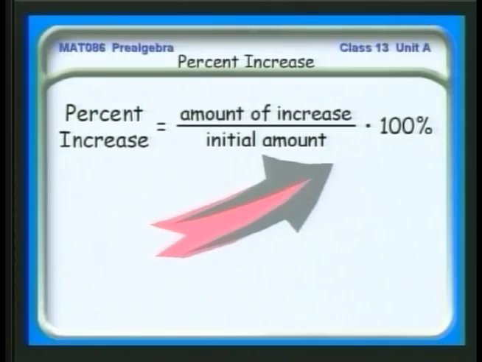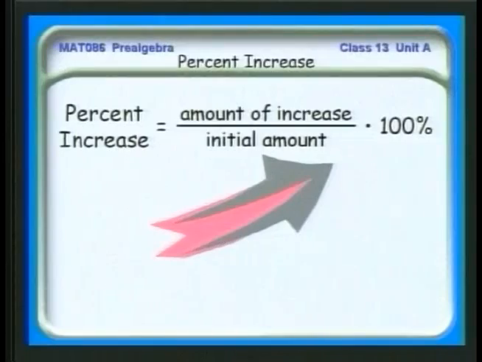So for example, if the initial amount were 10 and it got bigger by 5, we would have 5/10, or a half, times 100%, or 50%. It doubled in size basically. Its percent of increase is 50%.